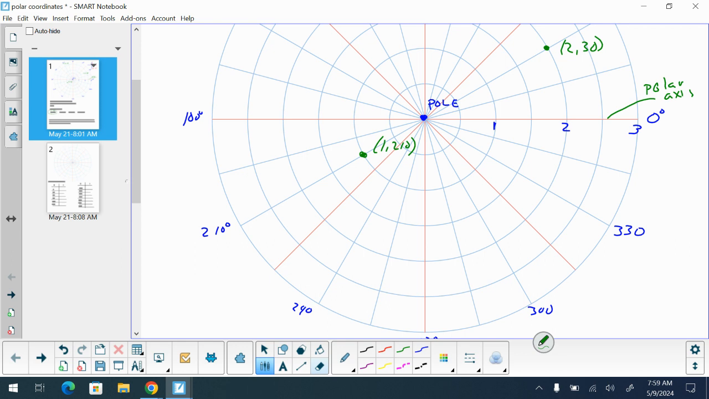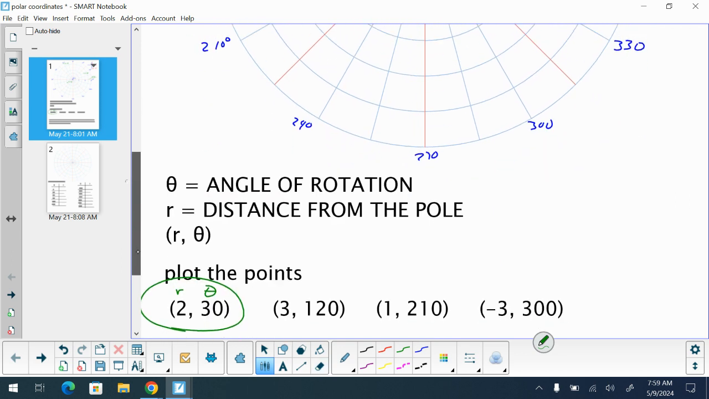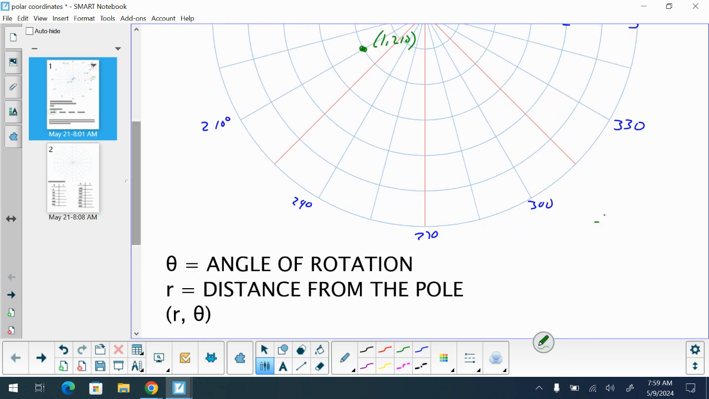Okay, the first two should be fairly easy for you. It's not very difficult plotting ordered pairs. The last one is a little bit more of a challenge because we have to try to figure out what is meant by the ordered pair (-3, 300).